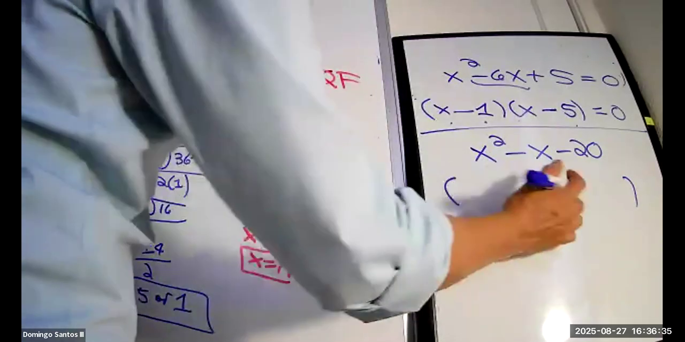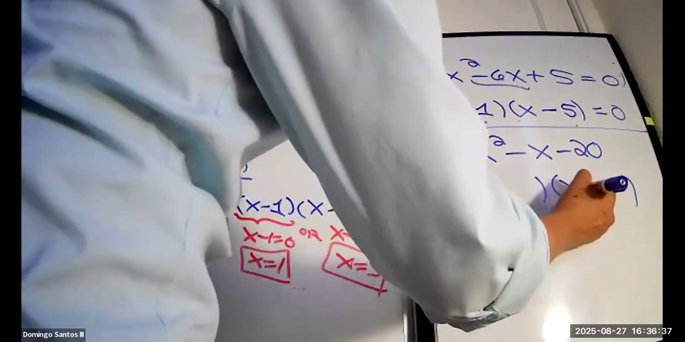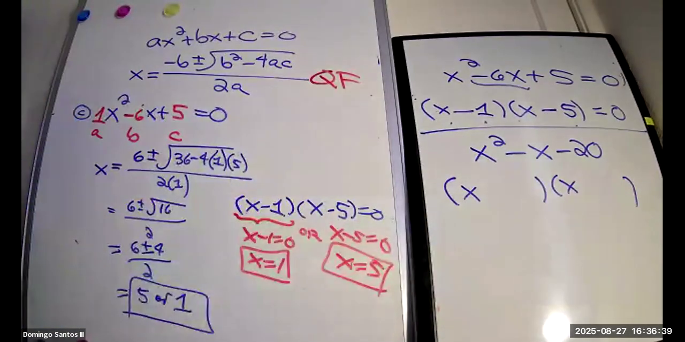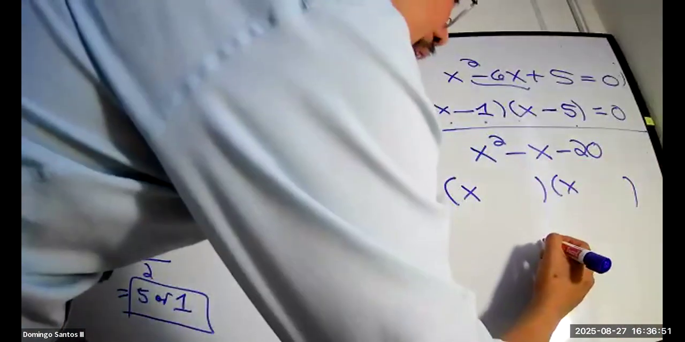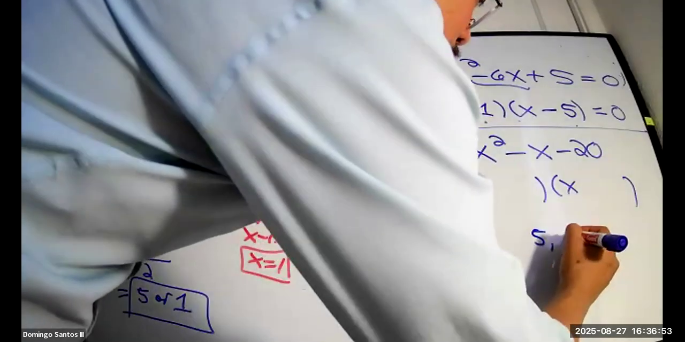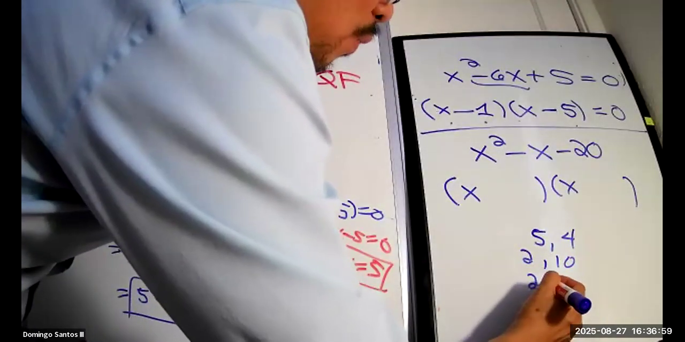Okay, let's do this slowly, George. Do I have a choice for the first terms of each of the factors? No. It should just be x and x. Now, what are the factors of 20, George? 5 and 4. Let me list it down. 5 and 4, or what else still? 2 and 10, right? And 20 and 1.